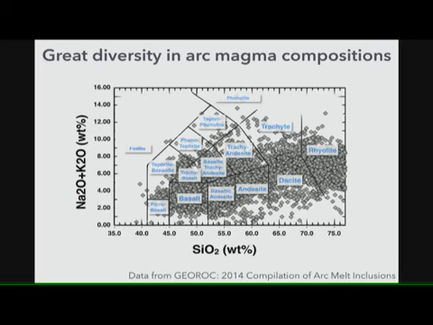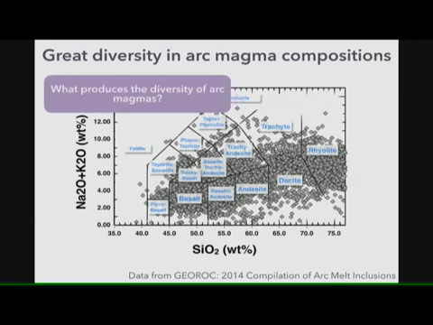And they vary from very mafic picrobasalts and basalts all the way up through rhyolites and even more alkalic things as we get up here. This is one way we can look at compositional diversity of things generated in subduction zones. And the question is really what produces this diversity?